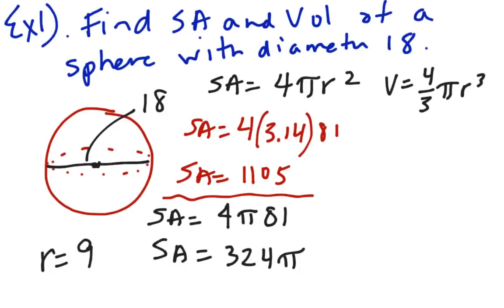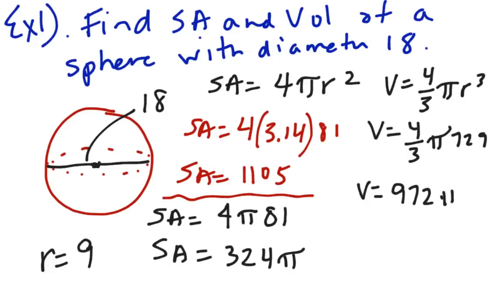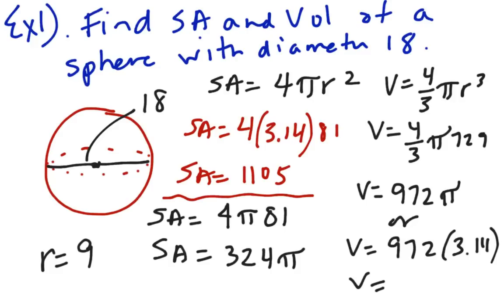All right, let's do the volume. So volume equals 4/3. Let's leave this in terms of pi. And 9 times 9 times 9 is going to be 729. So now I have to multiply 729 by 4/3. And I'm going to get 972 pi. Or 972 times 3.14, which I would have to do on a calculator, which is 3052. So your choice of keeping it in terms of pi or multiplying it out.